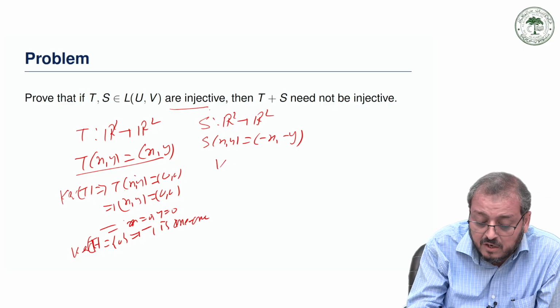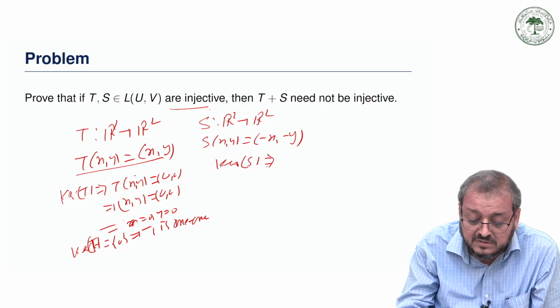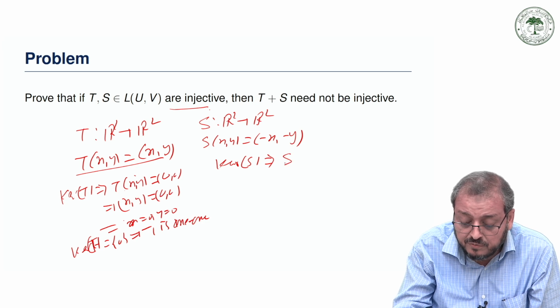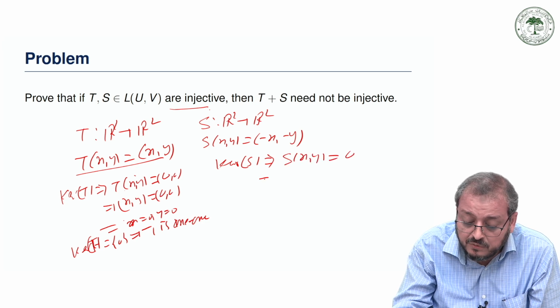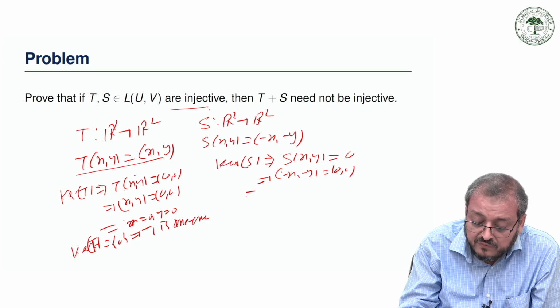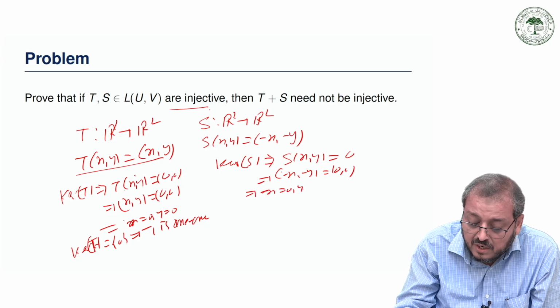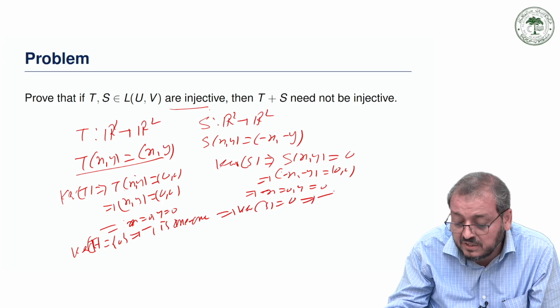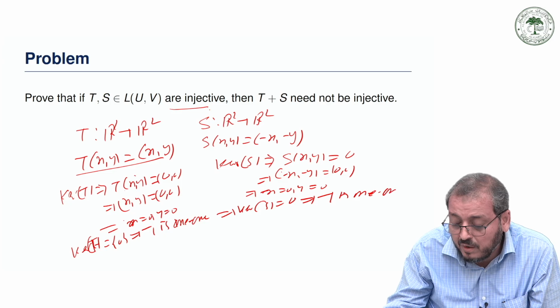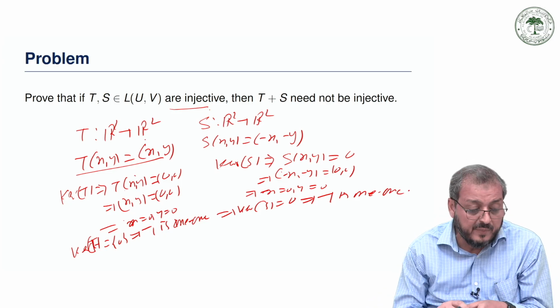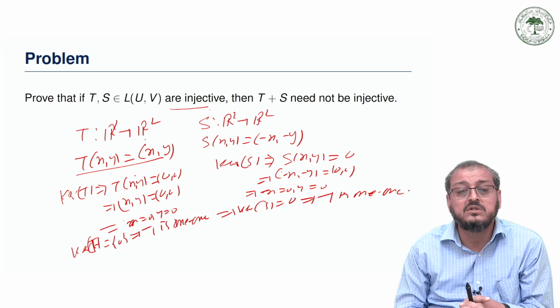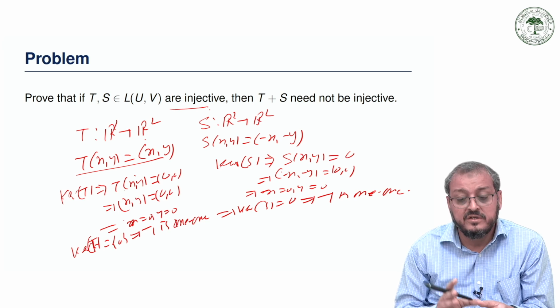Similarly, find the kernel of S. S of (x, y) equal to 0 means S of (x, y), which is (minus x, minus y), is equal to (0, 0). Then we can say that x is equal to 0 and y is equal to 0. It implies that the kernel of S is also zero. This implies that S is one-one. So we have two maps S and T that are both linear and also injective.